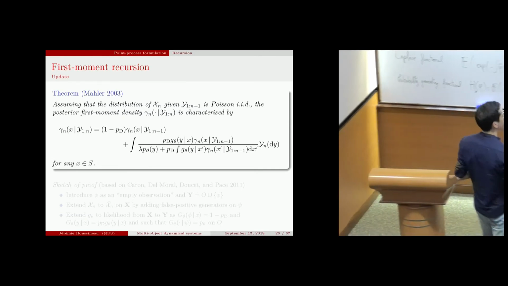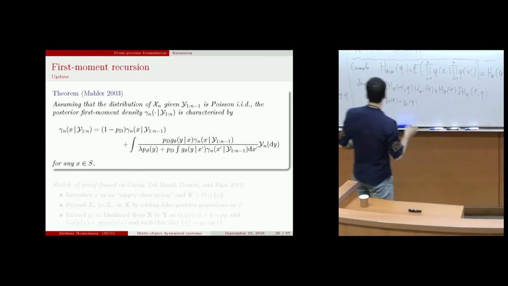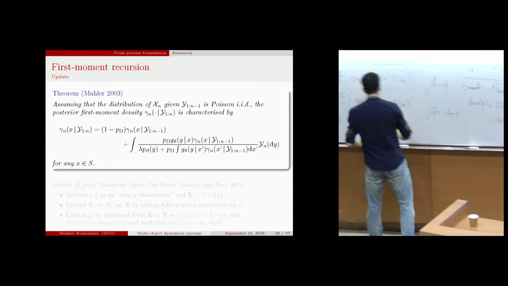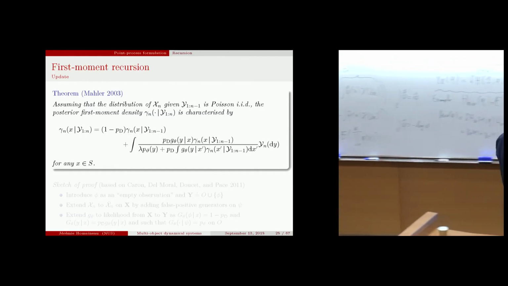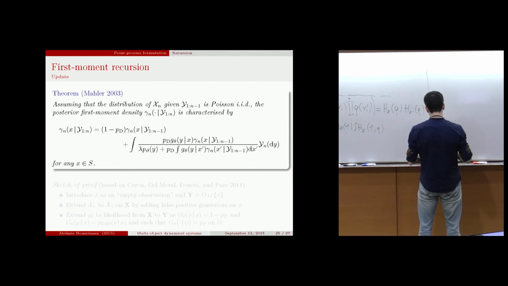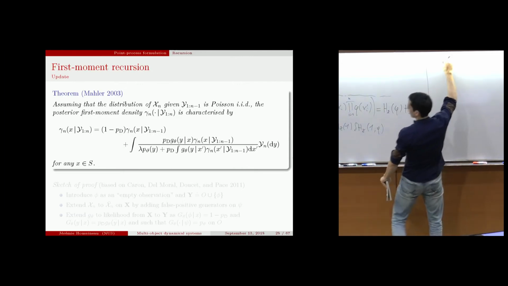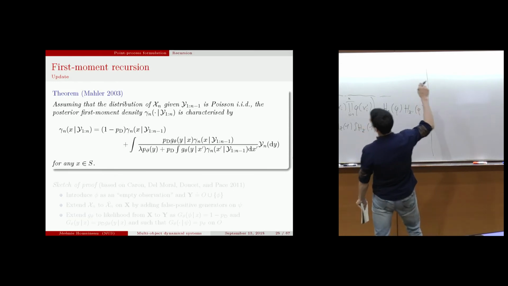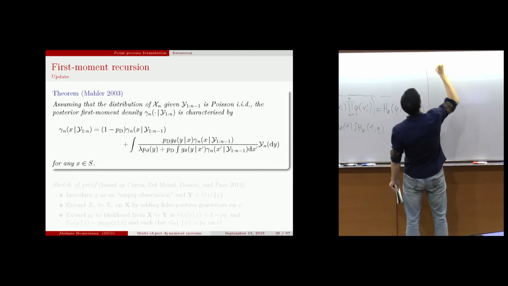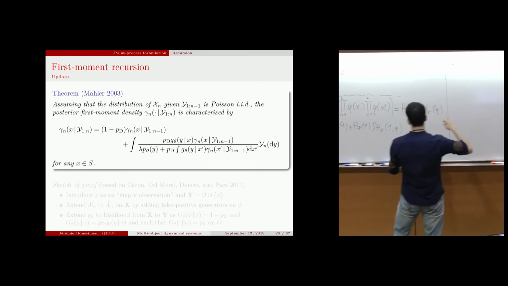Well, the proof is a bit harder than that. I'm not going to write the full details, just to give you an idea how it looks. Right, so I'm going to introduce some more PGFLs.